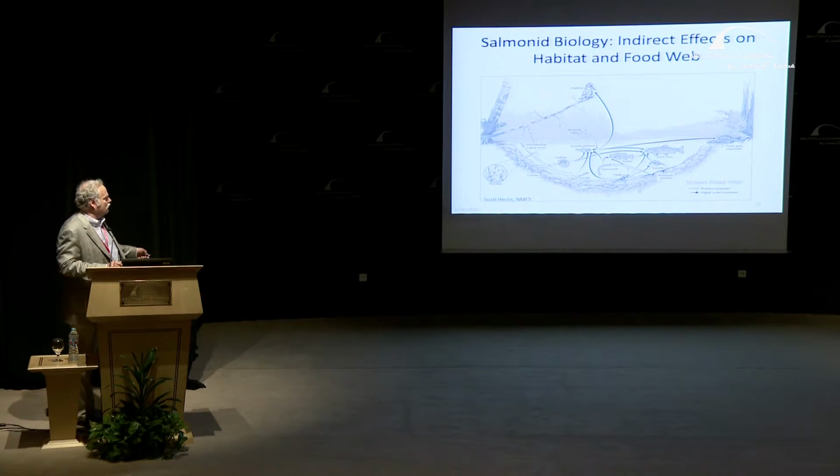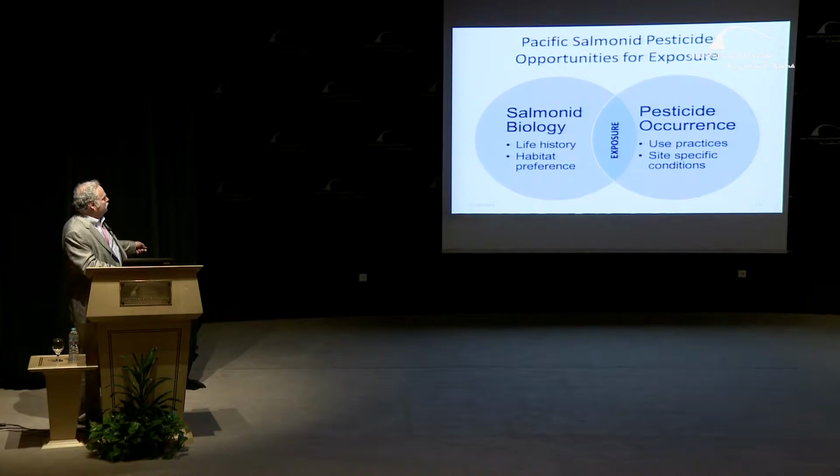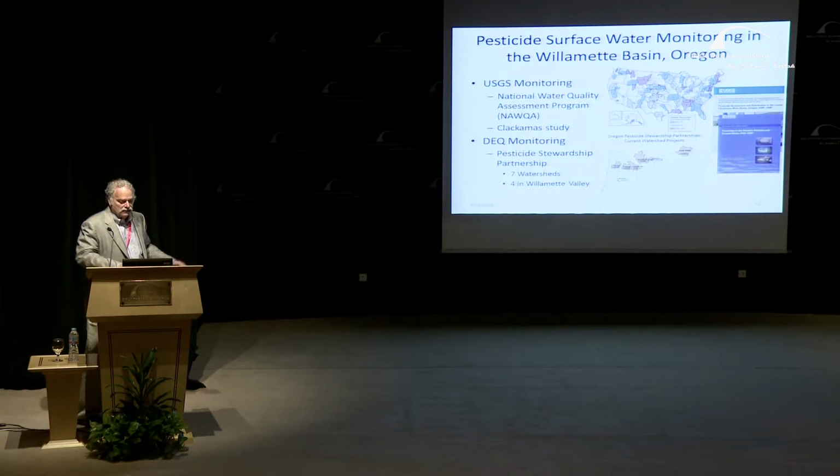And then there's also not only the fish, but the fish food and the entire food web. And in order to protect these salmon, you also have to protect the food web. And so now we have many, many aquatic organisms that also may be impacted by chemicals used in agriculture, and how do we understand the interaction between where those chemicals are in the environment and impacts on the entire food web? So we've got in the Northwest pesticide occurrence based on where these chemicals are used and site-specific conditions, and then the salmon biology, life history, and habitat preference, and that results in exposure. So how do we understand that?